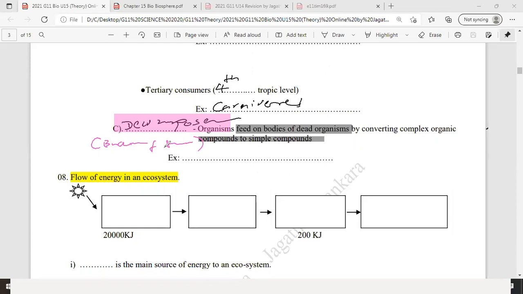Then next one, flow of energy in an ecosystem. Right. What is the main source of energy to any ecosystem? The sun. The sun's energy is flowing, and the energy flow is unidirectional. Remember, the 2020 O-level paper also had questions from this part. Maybe 1 or 2 MCQs maximum, or else you can get this under structured essay. Structured essay question number 1 is from this Biosphere lesson, compulsory.